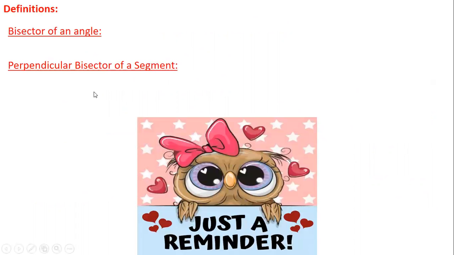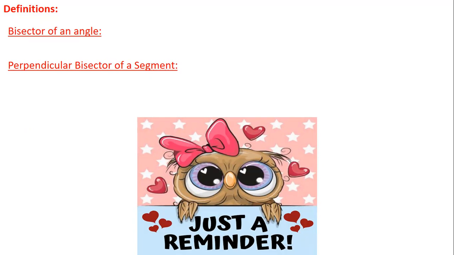First, I wanted to remind you of two important definitions. The definition of the bisector of an angle and the definition of the perpendicular bisector of a segment. These definitions should be memorized. As I said before, you should memorize these definitions. First, we have the definition of a bisector of an angle. Yes, Julia, can you please define the bisector of an angle? What is the bisector of an angle, Julia?